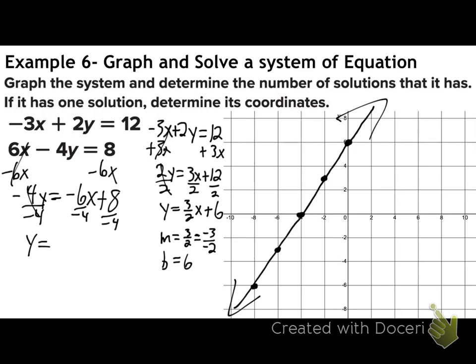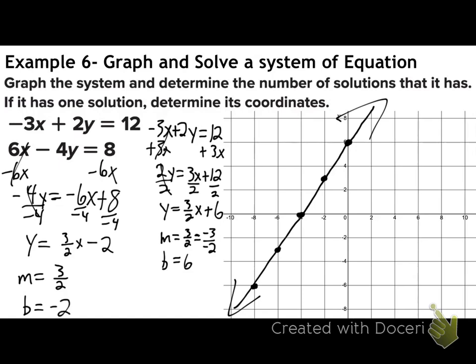Negative 6 over negative 4 gives me what? What was it reduced down to? Oh, I got you. It's 4 thirds. No, I'm lying. What are 6 and 4 both divisible by? 2. It's 3 halves. Positive 3 over positive 2x. 8 divided by negative 4? Negative 2. Okay. What's my slope here? 3 over 2. What's my y-intercept? Negative 2.